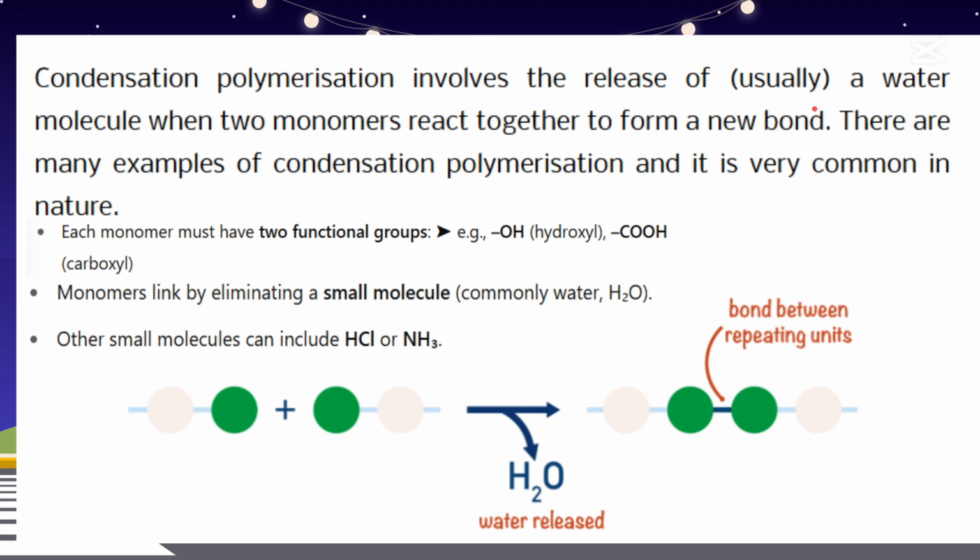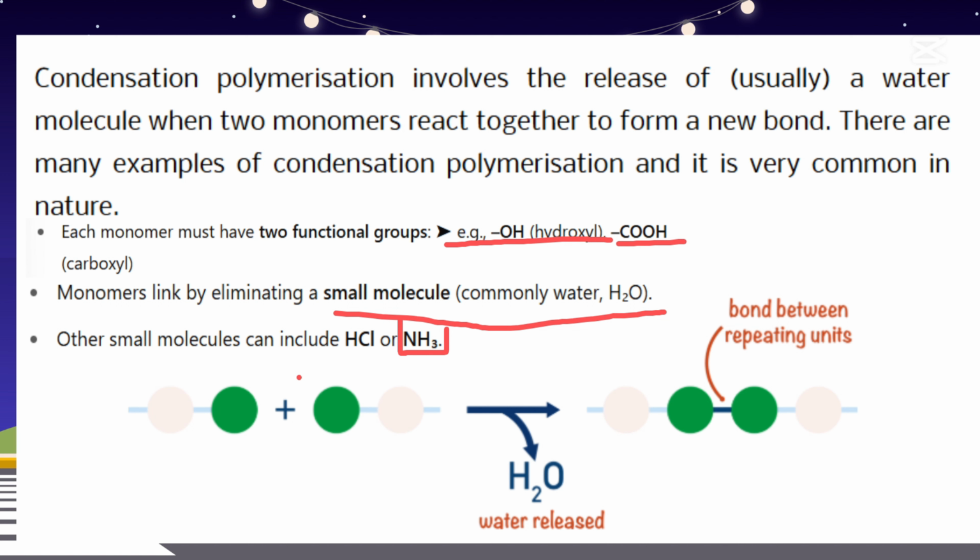Now it says condensation polymerization involves the release of usually a water molecule when 2 monomers react together to form a new bond. There are many examples of condensation polymerization and it is very common in nature. Each monomer must have 2 functional groups. We said that earlier, so you can have a hydroxyl group and a carboxylic group, 2 different functional groups, and once again we're eliminating a small molecule of water or hydrogen chloride. Note that we can also eliminate NH3 depending on the type of monomer that is present.